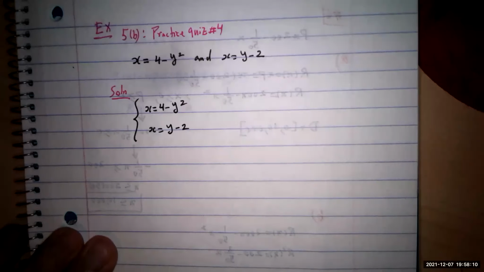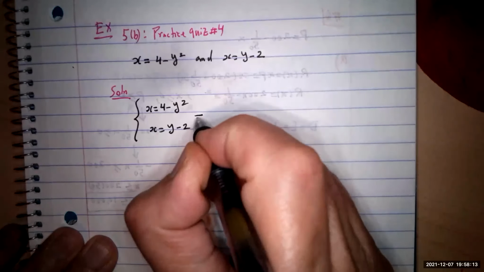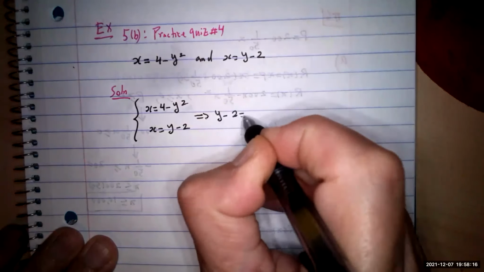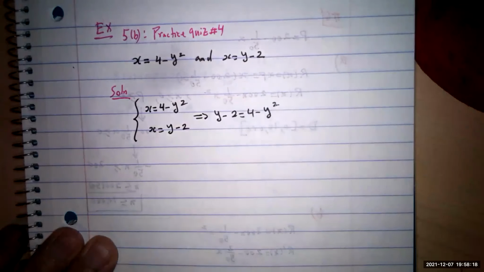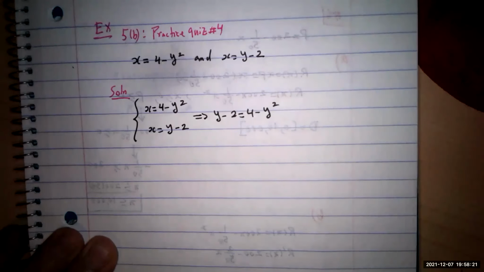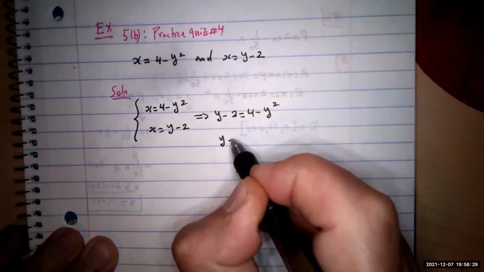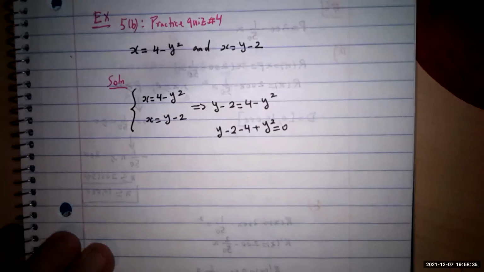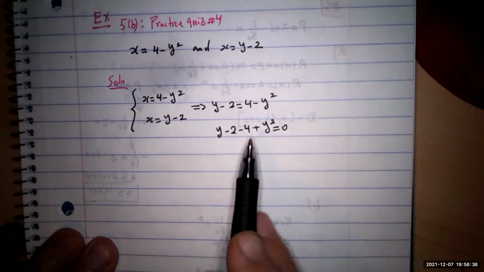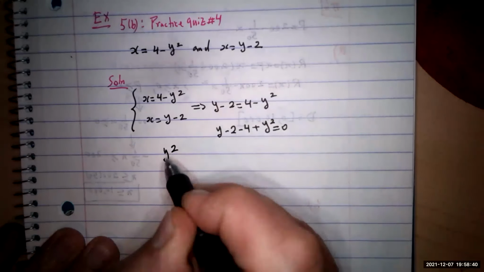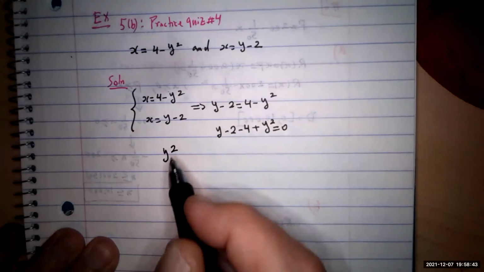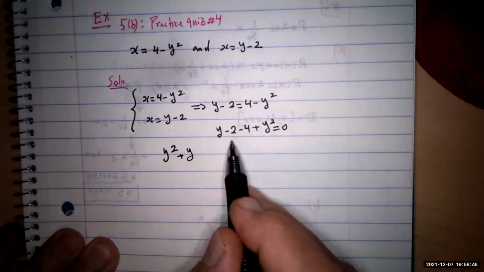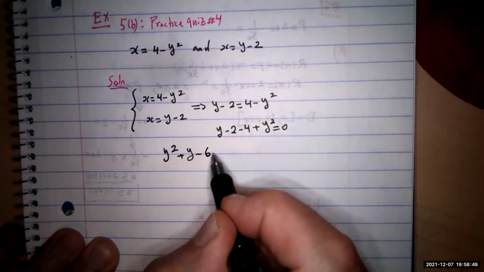So let both of them be equal to each other. Okay, so y minus 2 equals 4 minus y squared, or the other way around. You have to solve this equation, so move everything to one side and try the factoring method to solve it. So that's going to be y minus 2 minus 4 plus y squared equals 0. Simplified, put it in standard order, so that gives y squared plus y, and that would be negative 2 minus 4, negative 6, equals 0.